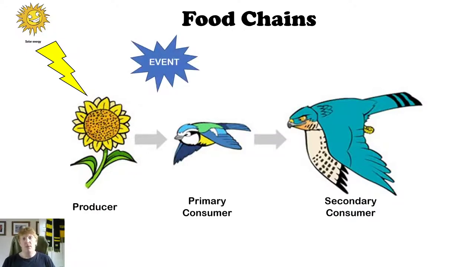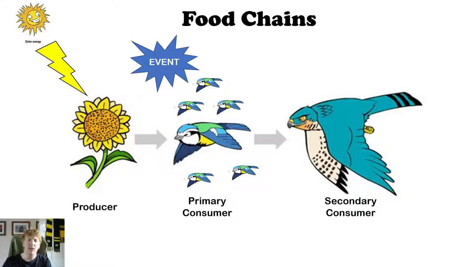So then what we need to be able to do is think about, well, okay, so if this is a food chain, what if something changes? So let's say an event takes place. For example, for some reason, a whole lot of these sparrows have a massive season and they breed a lot. So we've got a massive amount of sparrows now. What is going to happen to this food chain?